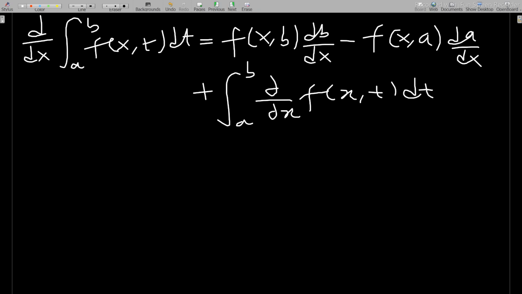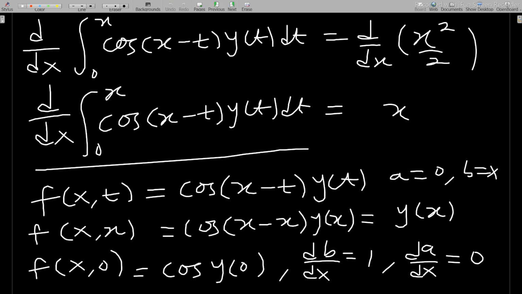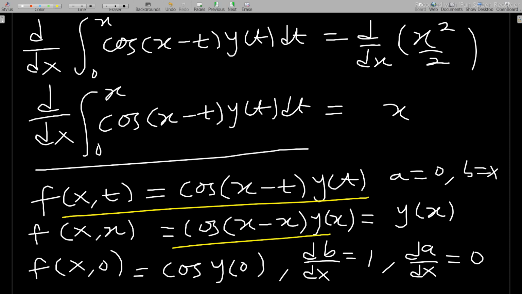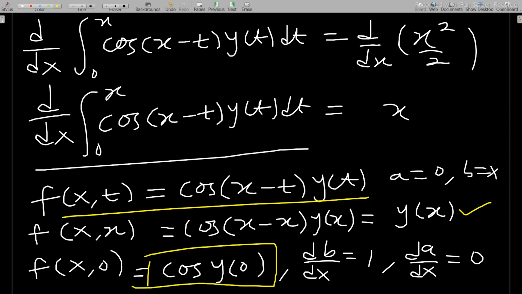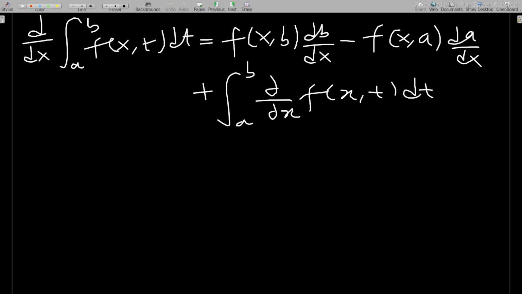Now if you remember, we said that our f of (x, t) in the question was given as this, okay? So I just want you to go through it and keep it somewhere. This is our f of (x, t), this one. And this is our f of (x, x), that is the f of (x, b) in effect, okay? So is this one. f of (x, a) is this one. And that one, I think, is cos x times y of 0, all right? And these are the terms that we need. So what I do is just go through it and put it there.